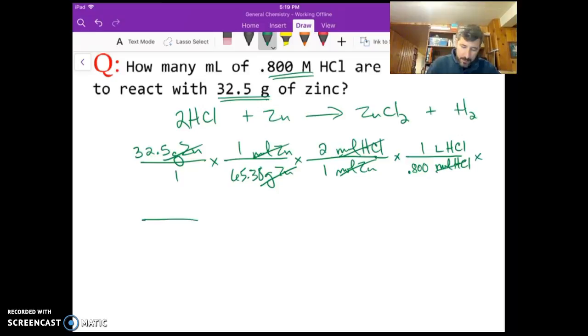And so then the last step is just taking liters to milliliters. And 1 liter equals 1,000 milliliters. That's a conversion factor you should remember, hopefully. I do the math, I should get 1,240 milliliters of HCl.